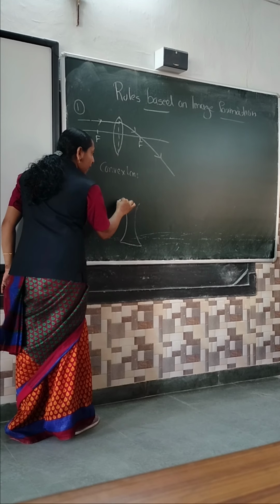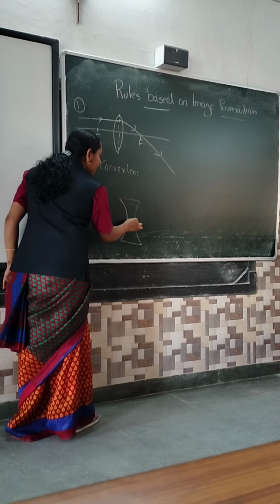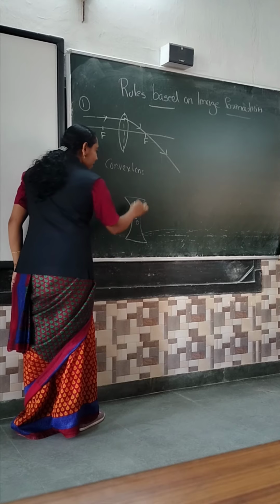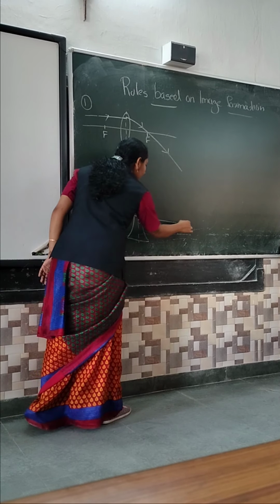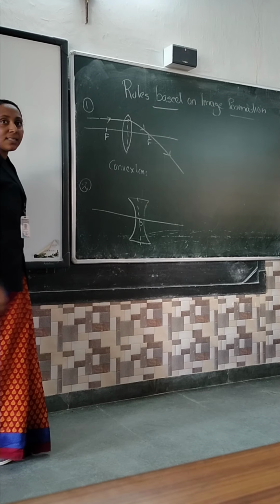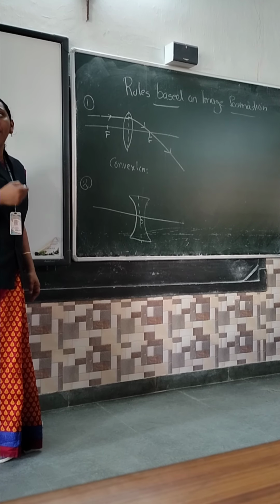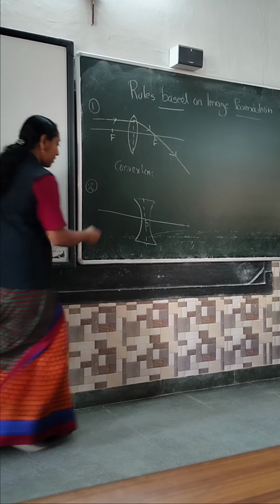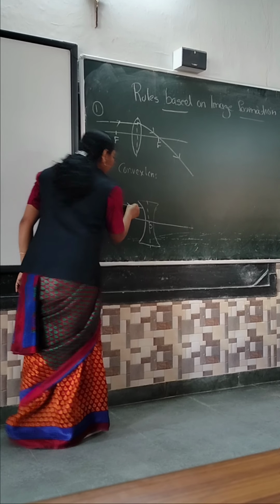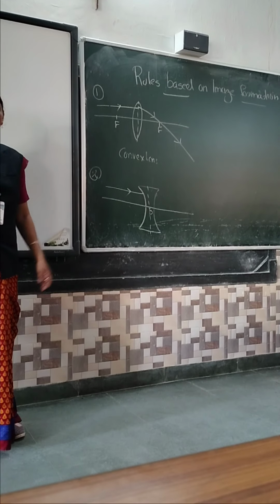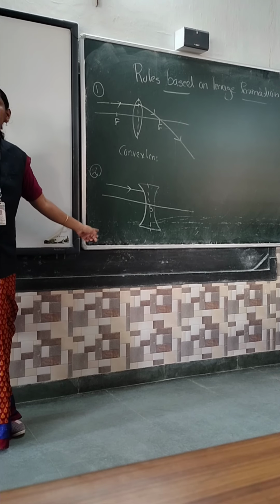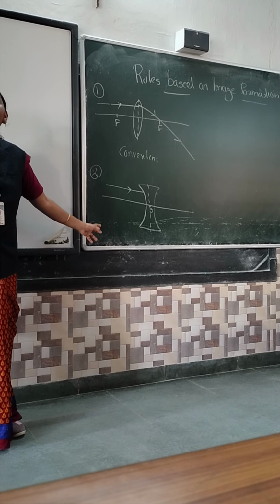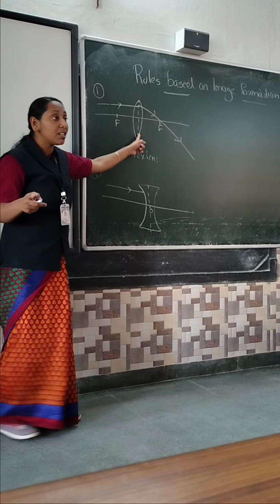So the concave lens. This point is called the optical center. It is the center of the lens. This line is called the principal axis. What is the rule? The incident ray is parallel to the principal axis. So this is my incident ray parallel to the principal axis. Which lens is this? Concave lens. Which principle is going on? Diverging. This is convergence, so very easy.